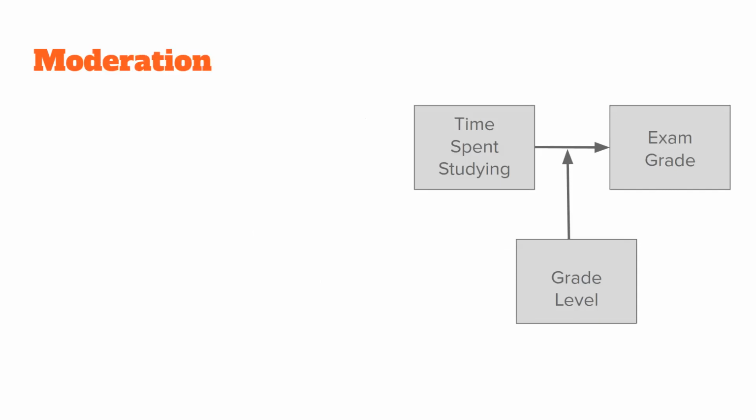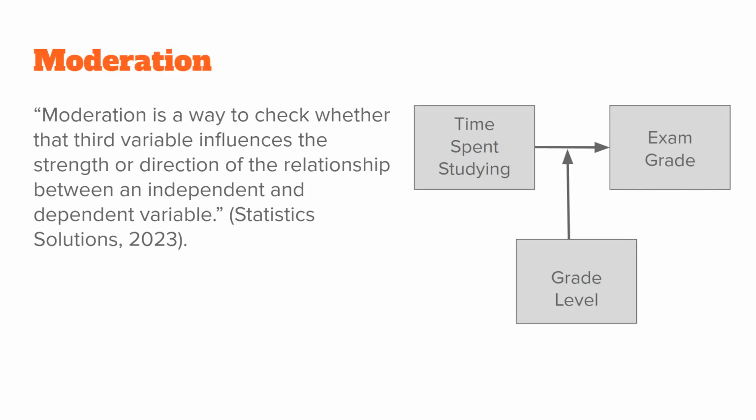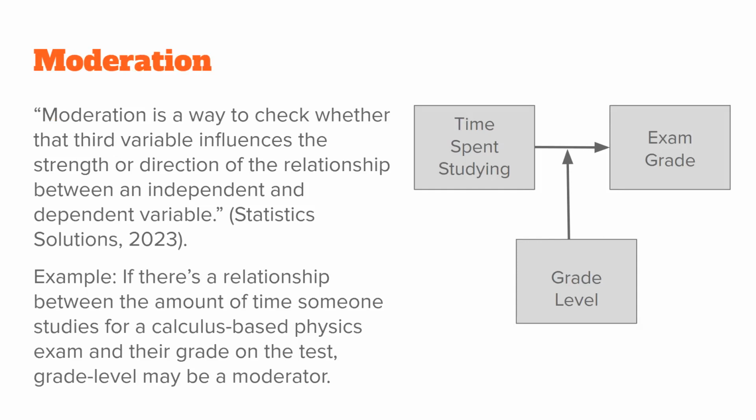Moderation is slightly different and a little bit more difficult for people to understand. Moderation is a quick way to check whether a third variable influences the strength or direction of the relationship between an independent and dependent variable. So a real-life example is, say there is a relationship between the amount of time someone studies for a calculus-based physics exam and their grade on that test. Well, one moderator might be the grade level, right? So if you are a senior in high school, yeah, time spent studying might cause you to get a better exam grade. However, if you are a kindergartner, that might not be as true. So as you turn that grade level knob, as the grade level increases, there might be an increasing strength in the relationship between the time spent studying and the exam scores.